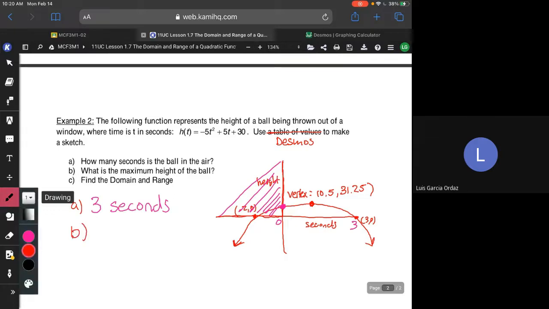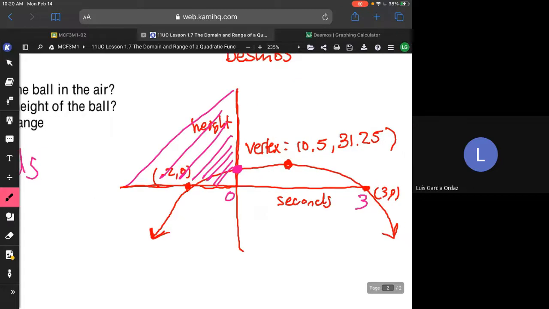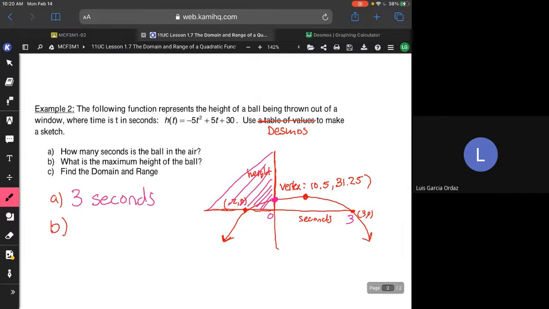Okay, what is the maximum height of the ball? We kind of figured that out already with my vertex. What's the maximum height of the ball, Sarah? 31.25. Yep. What are the units? Should be meters. It'll be meters. Yeah. Okay. 31.25 meters.